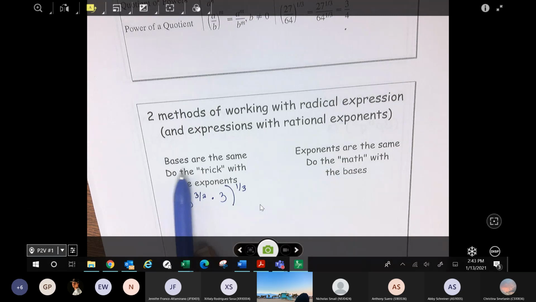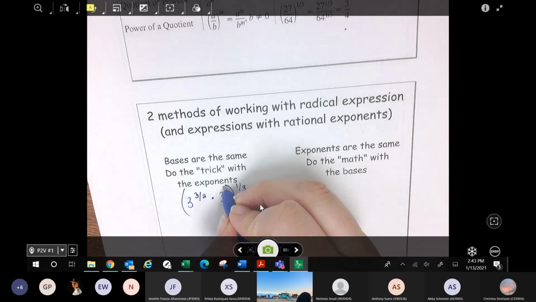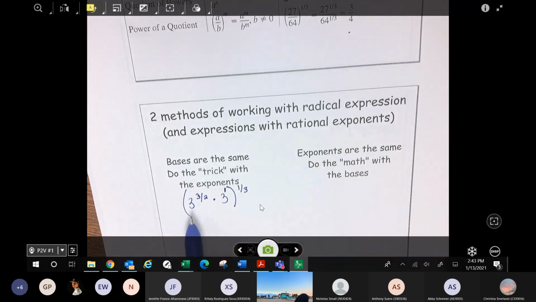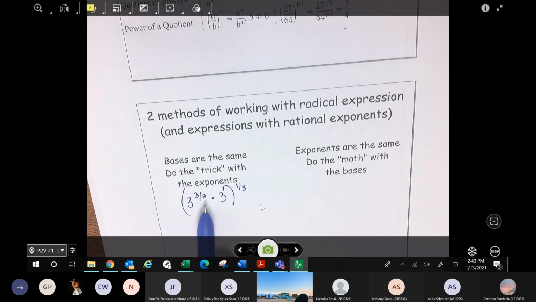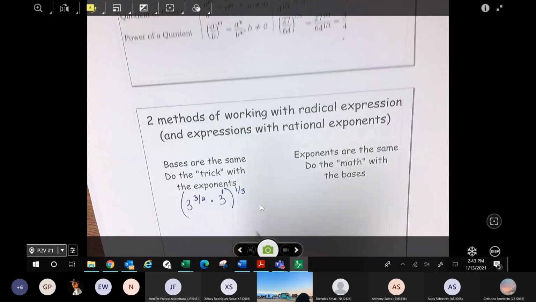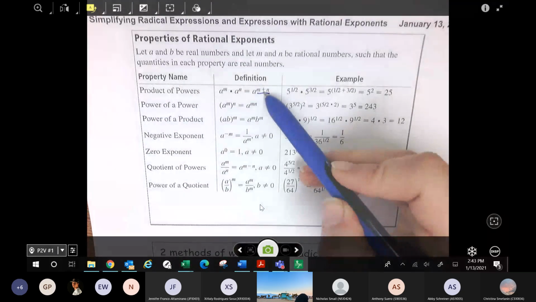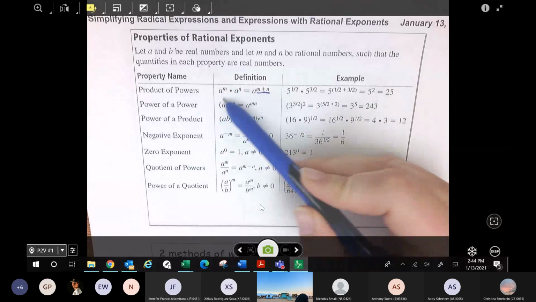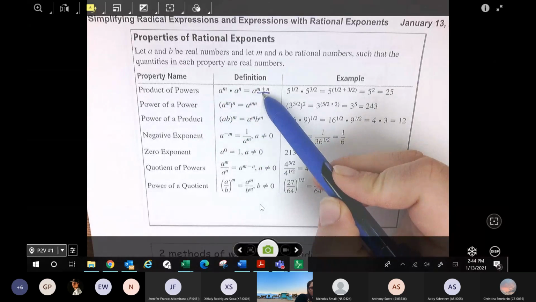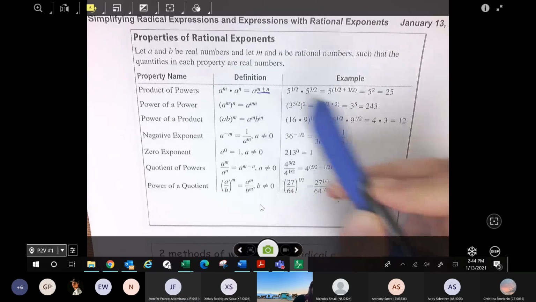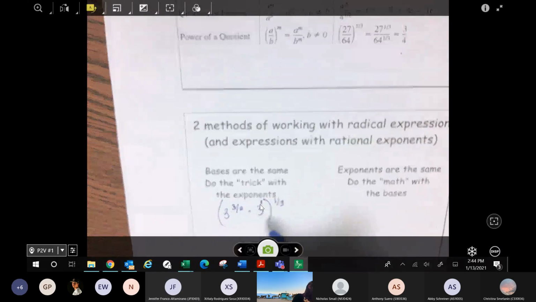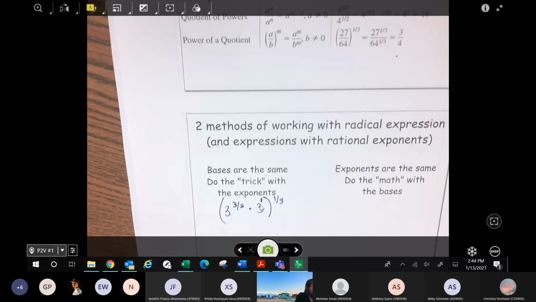Okay. So if the bases are the same, the exponent, that's technically 1. If your bases are the same, you're going to keep the base the same. And so this is product of powers. When your base is the same and you're multiplying, what do you do with your exponents? Add them. Good. So we are going to add these. It's just going to be fraction form.